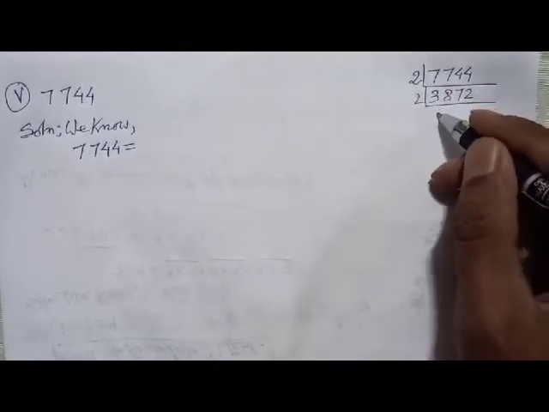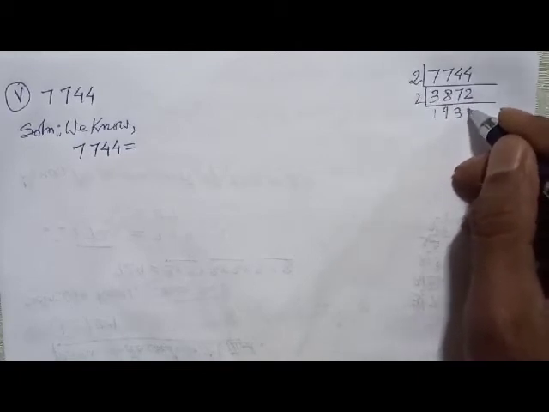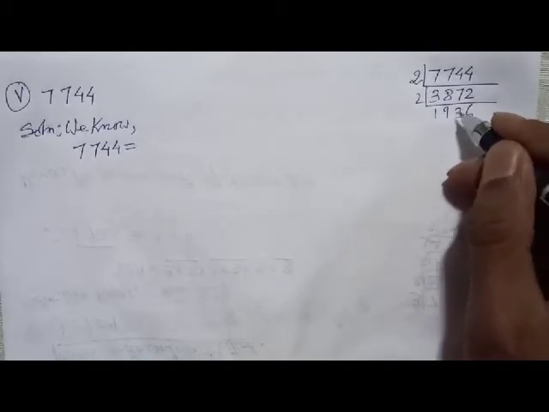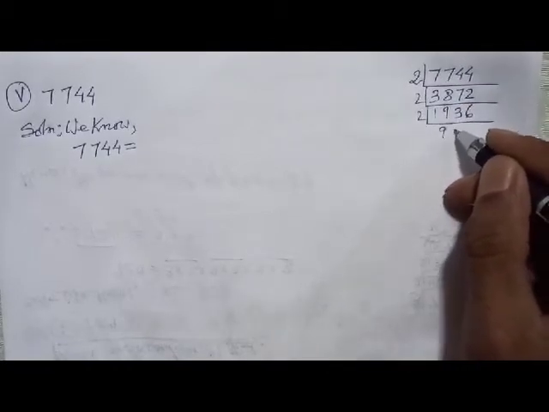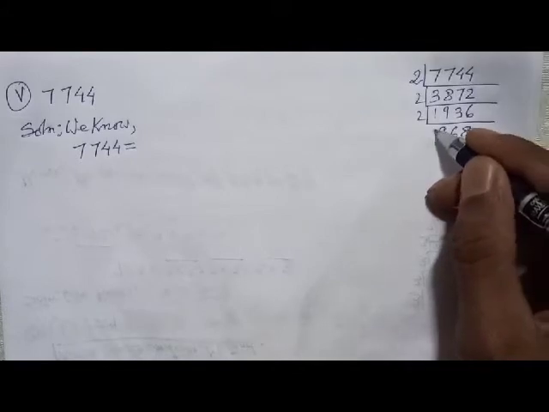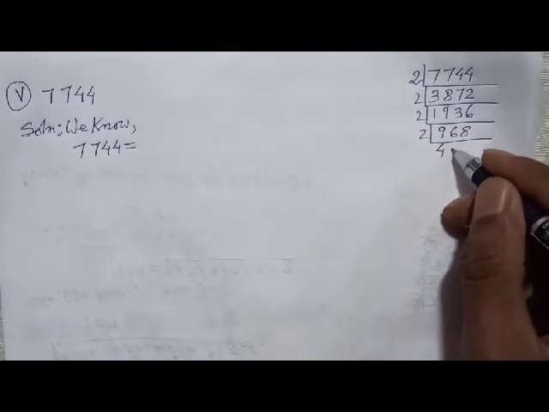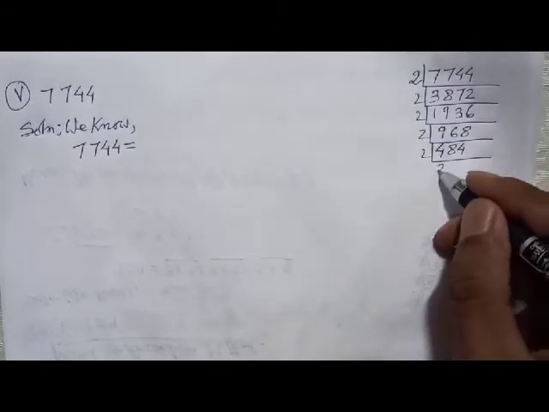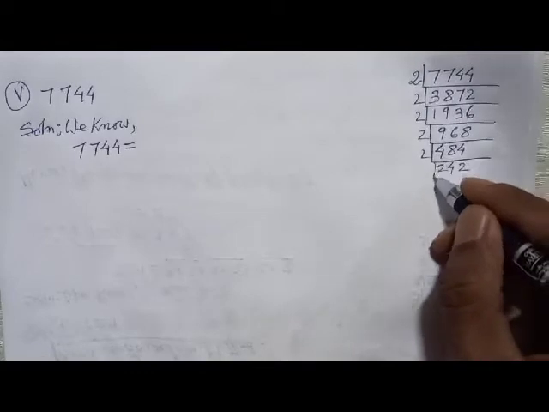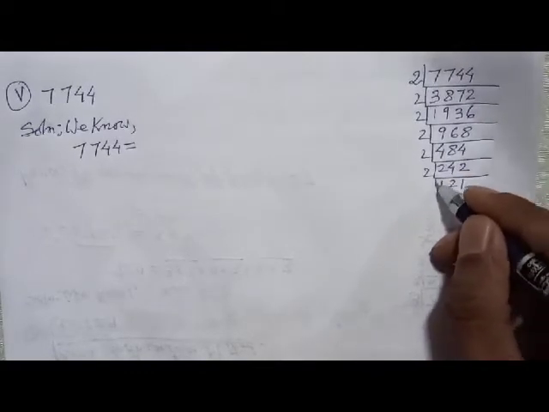Again divide by 2. 2 1s are 2. 2 9s are 18. 2 3s are 6. 2 6s are 12. We are getting this. Again divide by 2. 2 9s are 18, 19. 2 6s are 12. 2 8s are 16. We are getting this. Again let's divide by 2. 2 4s are 8. Next is 16. 2 8s are 16. 2 4s are 8. Again let us divide by 2. 2 2s are 4. 2 4s are 8. 2 2s are 4. Again let us divide by 2. 2 1s are 2. 2 2s are 4. 2 1s are 2.